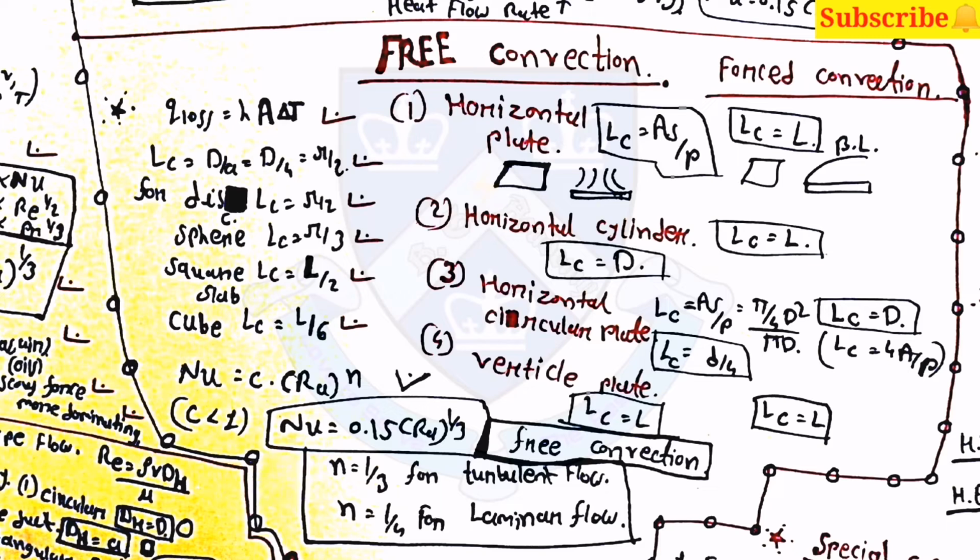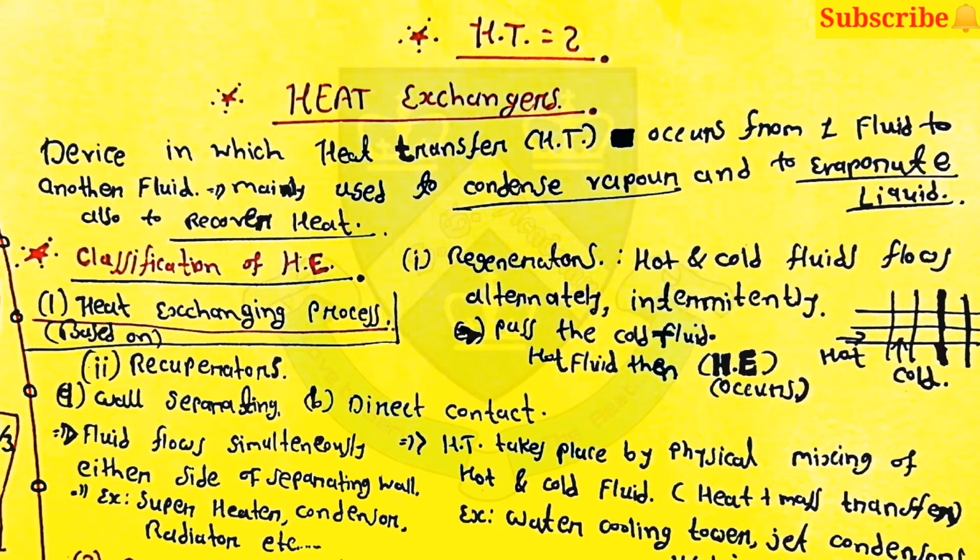Then here Nu is equal to 0.15 into Ra raised to 1 by 3 is the equation for the free convection. Here n is equal to 1 by 3 for the turbulent flow and n is equal to 1 by 4 for the laminar flow. Then the third chapter is heat exchangers. Here first one is the definition. It is a device in which heat transfer occurs from one fluid to another fluid, mainly used to condense the vapor and to evaporate the liquid, also to recover the heat.